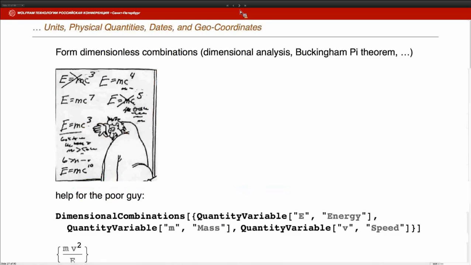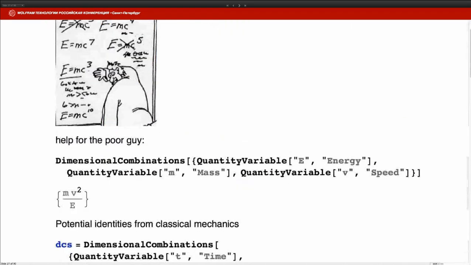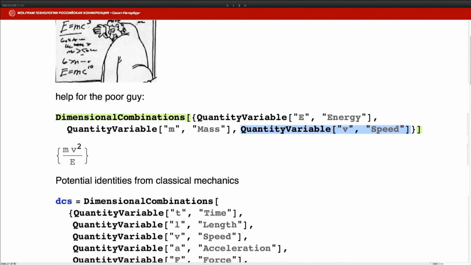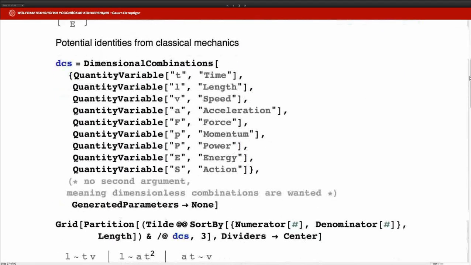Once you work with units and measures, something that you really want to do is dimensional analysis, also called the Buckingham pi theorem. Like, assume there is some relation between energy and mass. So which one would it be? What would the power of c be? We know, of course, it's 2, but we can easily do this. Give me the dimensionless combinations formed from an energy, from a mass, and from a speed, and there's only one way to form a dimensionless combination.